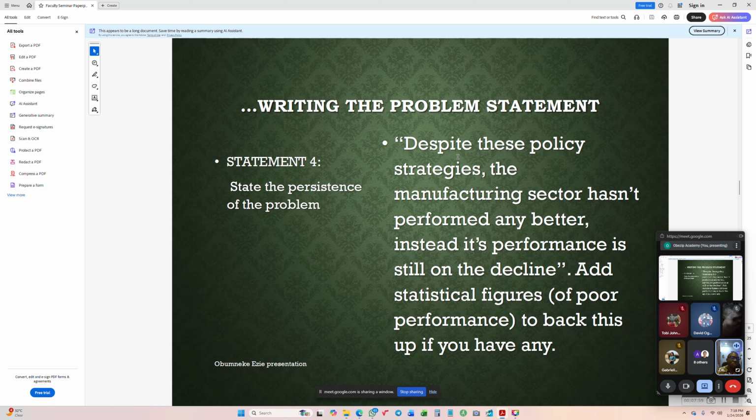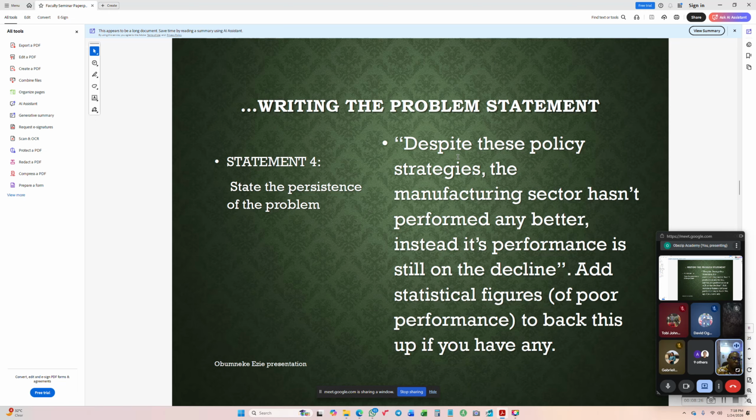Those numerical figures help to strengthen the conviction that yes, they are still not performing, and the figures are there to explain the situation. So you don't just mention the fact that these are the policies that have been put on ground and yet the problem persists. We need to capture some available facts and figures that will back up whatever statement we have made earlier on, which of course should be captured under statement four.